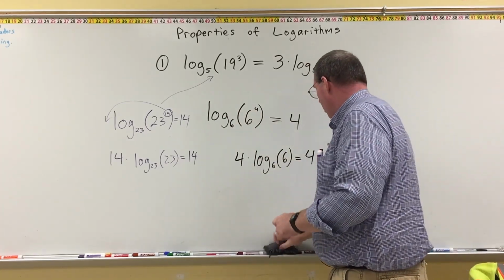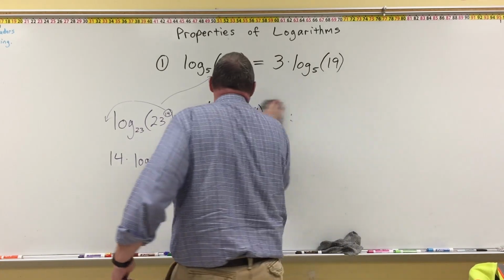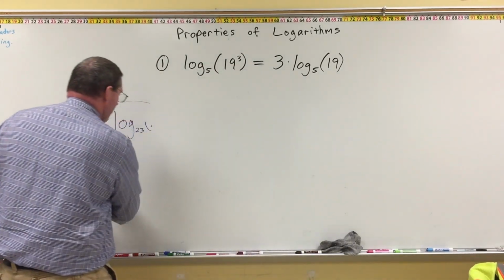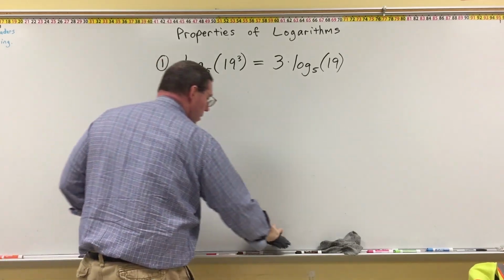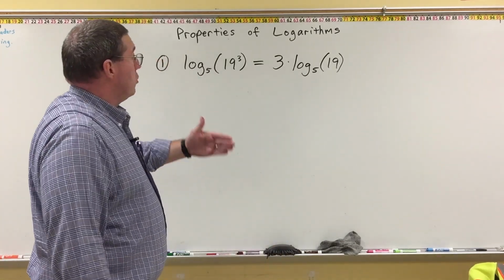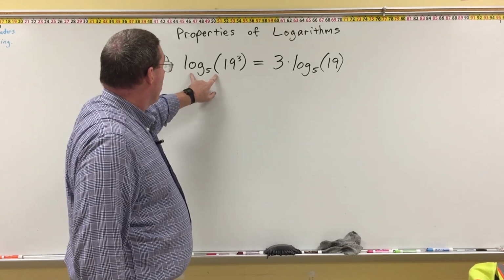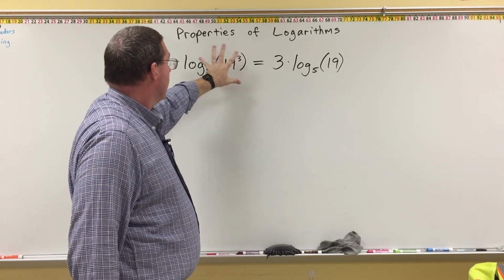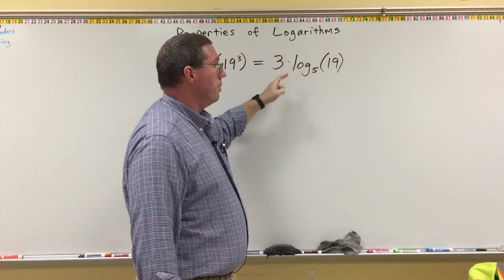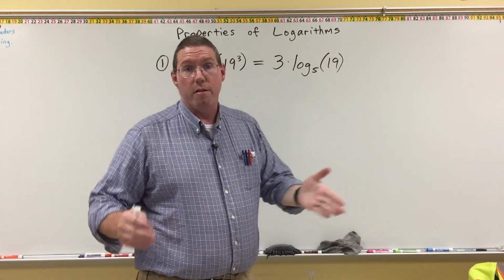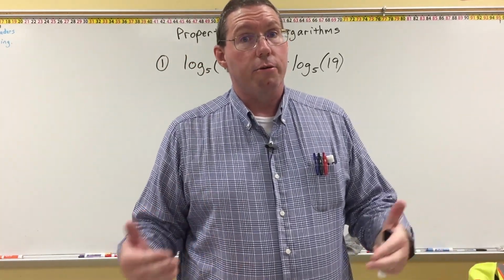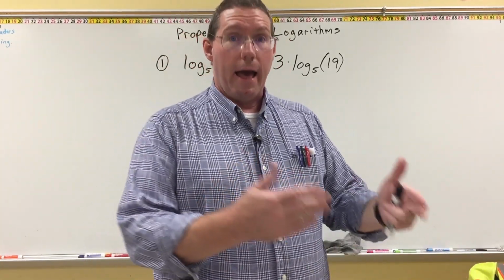So that is our first property, or one of the properties of logarithms. Some people call it the exponent to multiplication property. Logarithms can take a term that has an exponent on it and change the logarithm into multiplication. The reason this is so useful is because multiplication is easier to do than exponents.